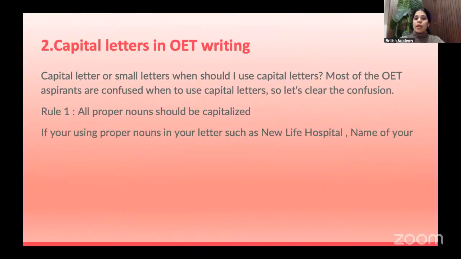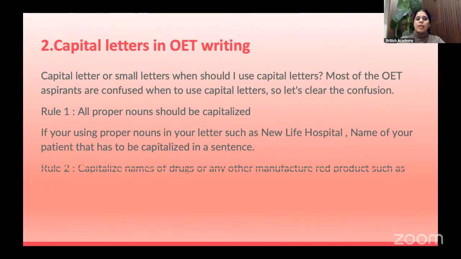If you're talking about something in particular, please learn to identify which is a proper noun. If it is the name of your patient, the name of the hospital, or some place in particular, that is a proper noun. Let me differentiate. If I'm talking about cities in general, that is not a proper noun. But if I'm talking about a particular city, then that becomes a proper noun. So if you're using a proper noun, it has to be capitalized.